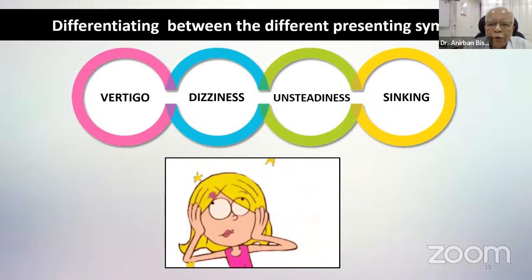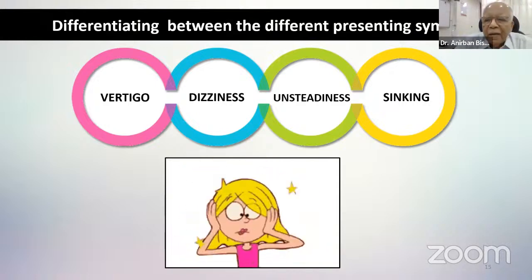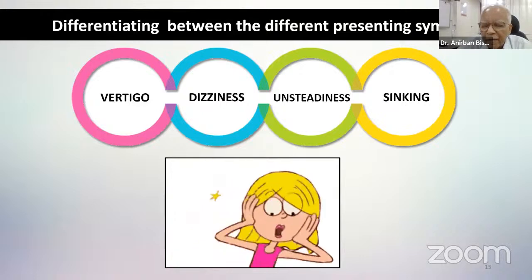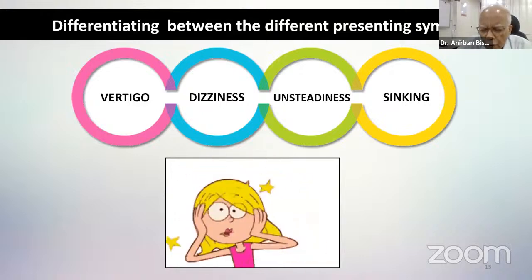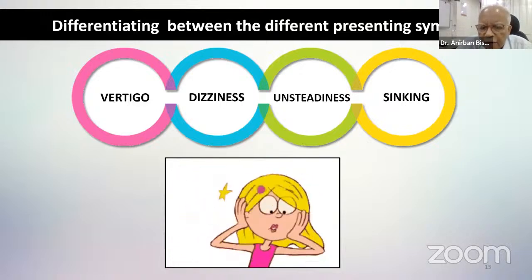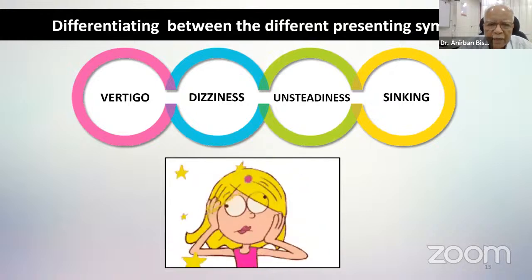That means you are not fitting into the surrounding space very well. Unsteadiness is imbalance, and sinking sensation is what happens in syncope. You get a sinking sensation as if you are slowly sinking and immediately you will faint. So these are different sensations, and each has got a different meaning. We'll come to that now.